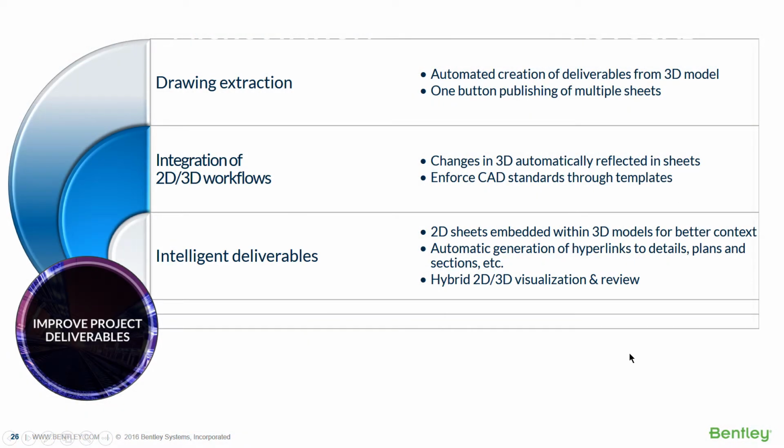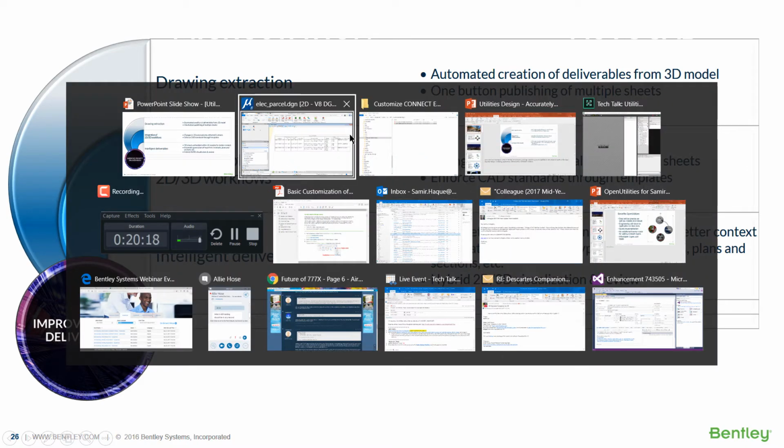let's move to the next slide. One method to provide us with our standards and ways of doing our workflow. So there's not different workflows for different people. It's one workflow for everybody. Automatic creation of deliverables from 2D or 3D. One button publishing on multiple sheets. Any changes that you make are automatically reflected in the sheets. In fact, let's just take a quick look at that.